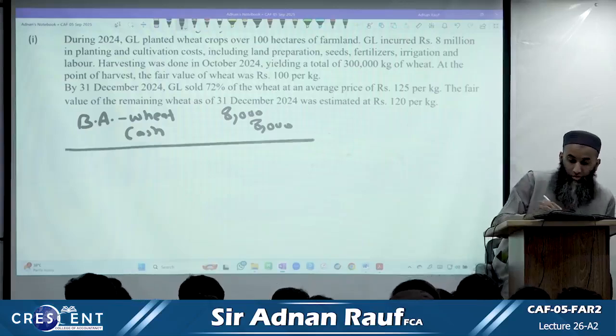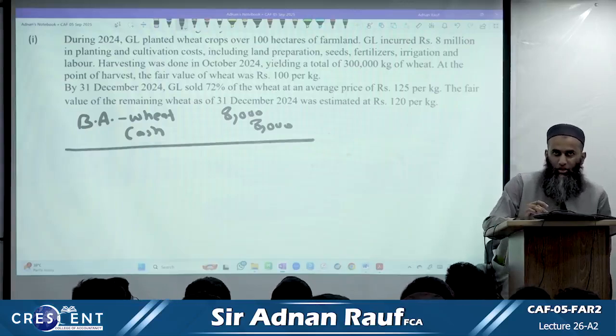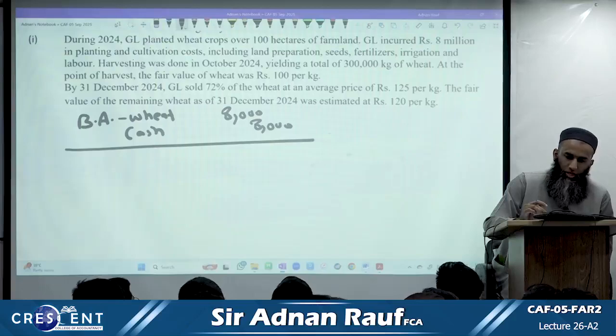This is a completely new concept. So please understand it carefully. We were on animals till now. Now we have gone to plants. Harvesting was done in October. What is to be harvested in October?